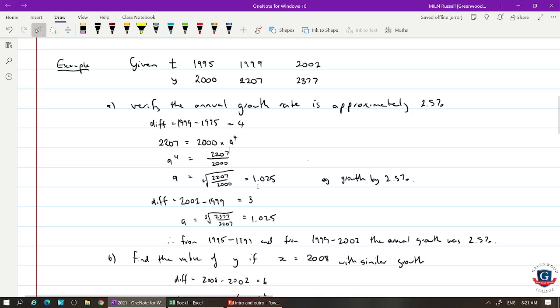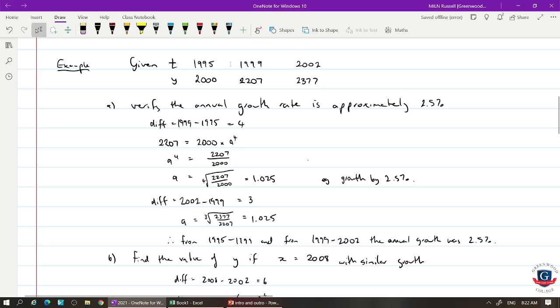If it was 0.9975, that would indicate that it's decreasing by 2.5%. Anyhow, let's check another one.